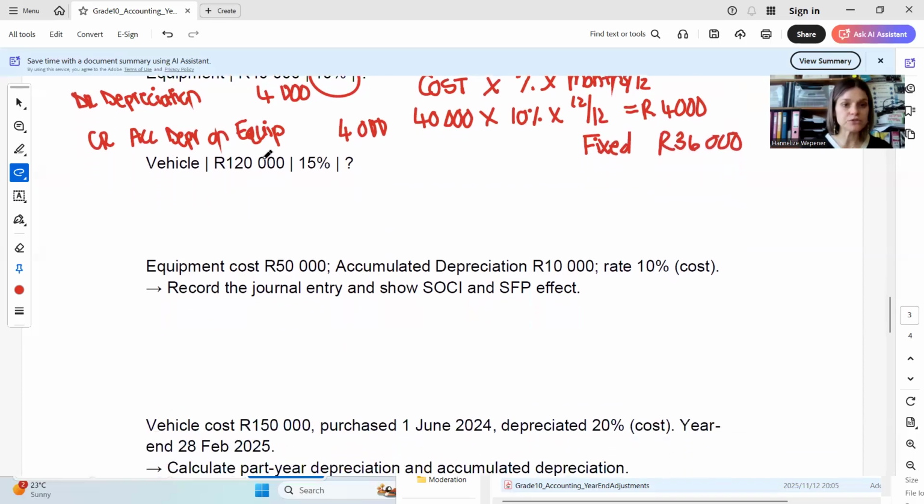Okay, so that's equipment. Then you also had a vehicle. And once again, it's the cost. So amount is cost because it's the straight line method, times R for rate, and that's 15%. And then time, and we had it for the full financial year.